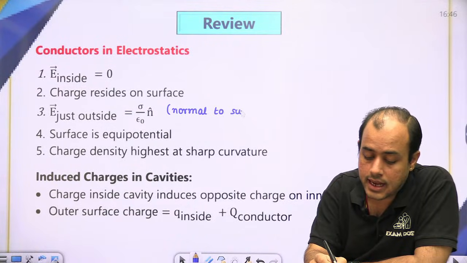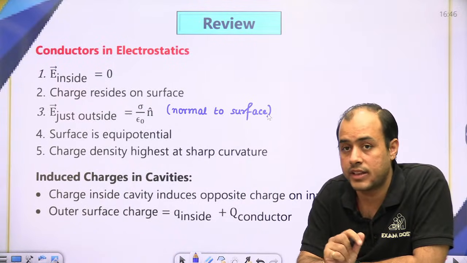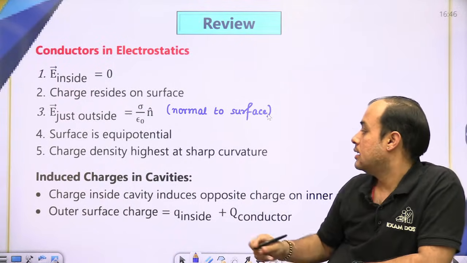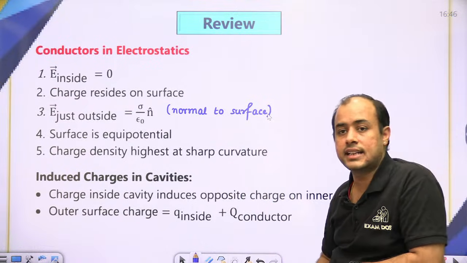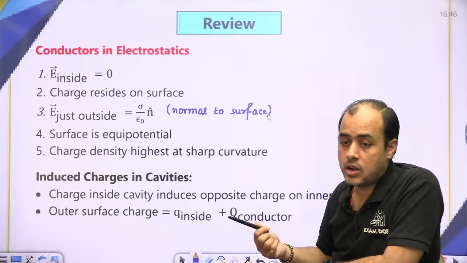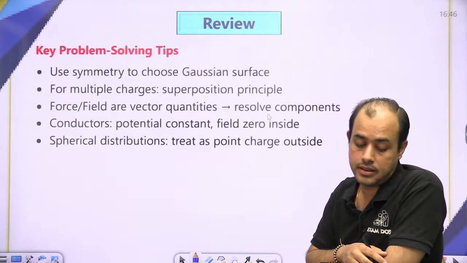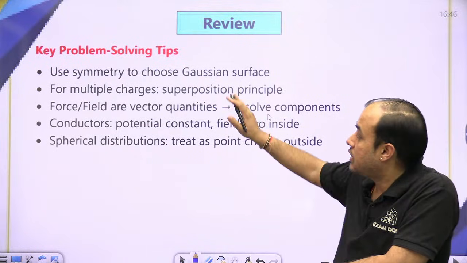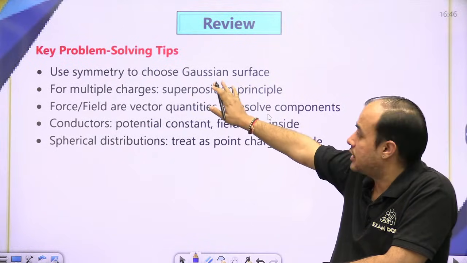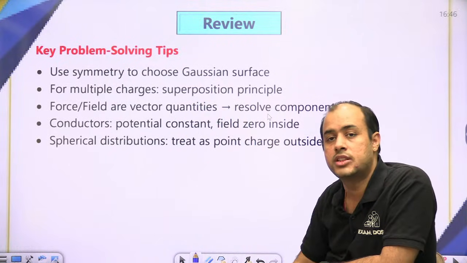Charge density is highest at the sharp edges because the surface area is minimum. Now, induced charges inside the cavity: I told you the charge induced in the cavity is equal and opposite to the charge kept inside the cavity. Whenever you are using Gauss law, use the symmetry. For multiple charges, use superposition theorem.